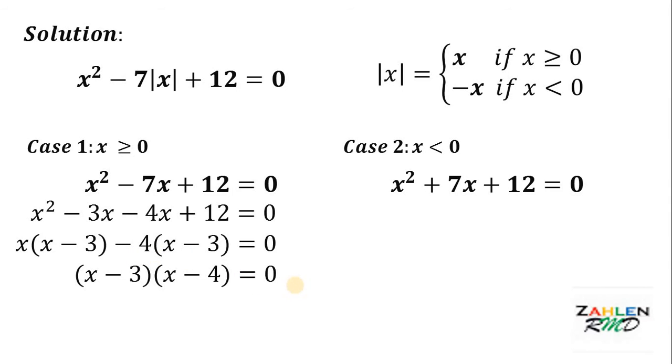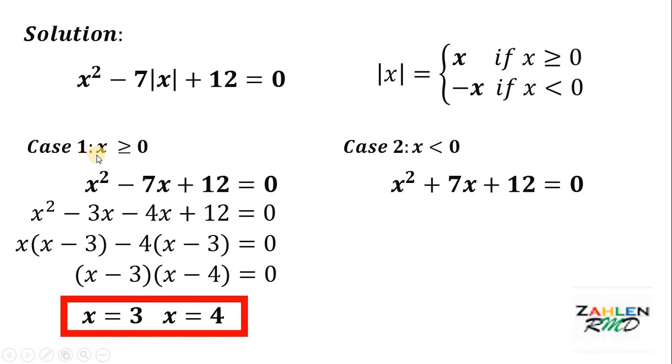Since the product is equal to 0, at least one of the factors must be equal to 0. Therefore, x minus 3 equals 0 or x minus 4 equals 0. It follows that x equals 3 or x equals 4. Since we set x to be greater than or equal to 0, and 3 and 4 are definitely greater than 0, we have two valid real solutions to this equation.